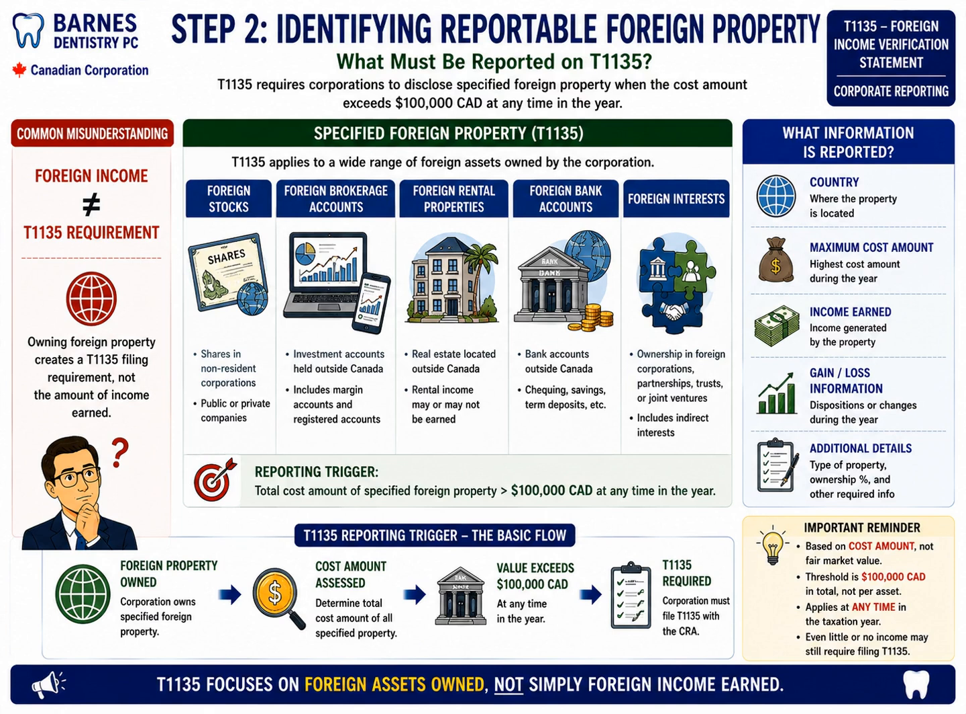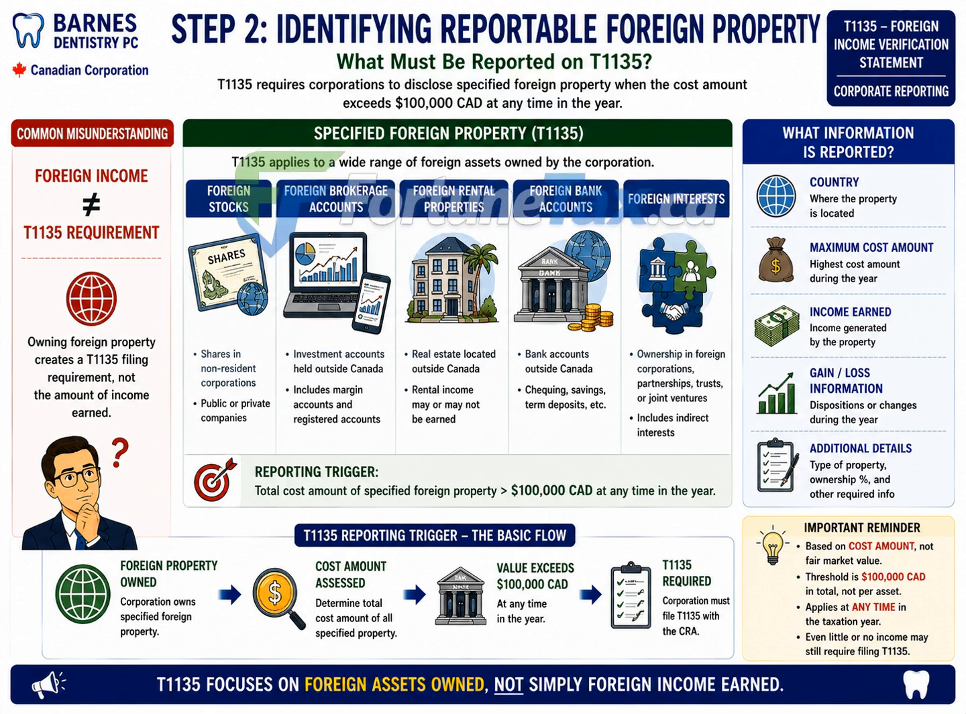T1135 focuses on foreign property ownership. The amount of income earned is not what determines whether the form must be filed. Instead, the focus is on the assets themselves. Now let's move to the center of the slide. A large umbrella graphic represents specified foreign property. Think of this umbrella as covering many different types of foreign assets.